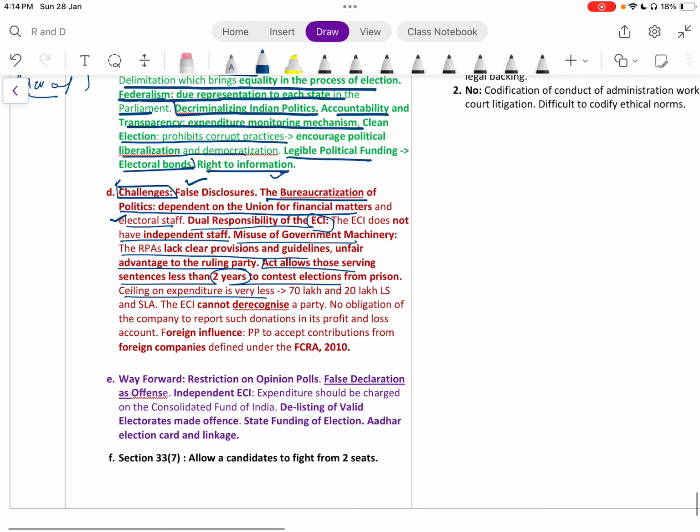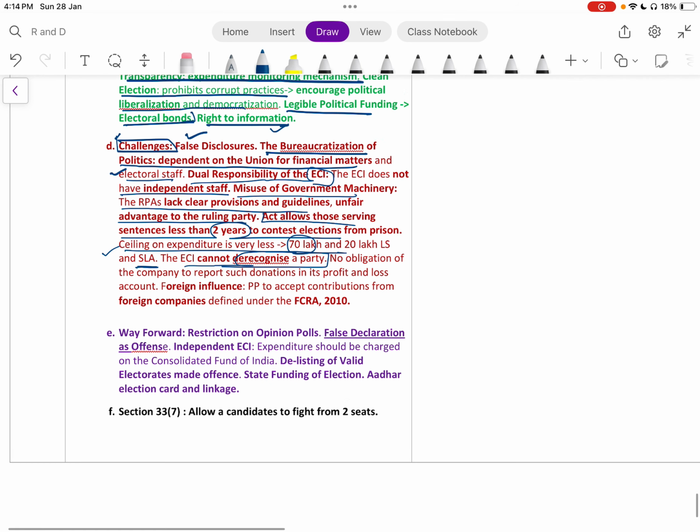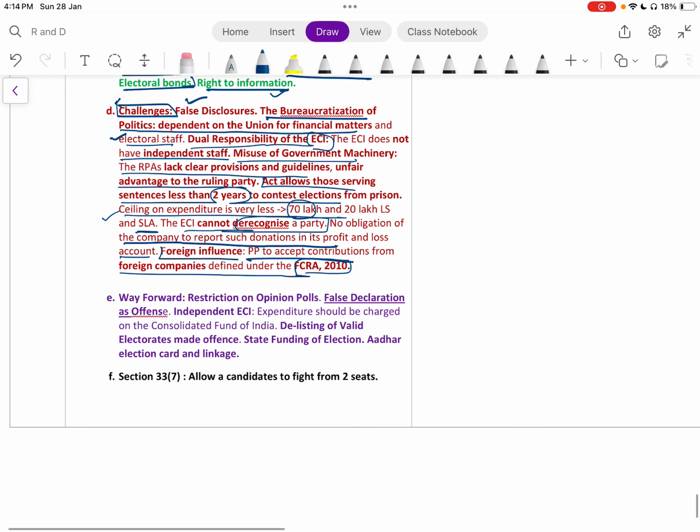Expenditure limit is very less, 70 lakh and 20 lakh for Lok Sabha and state legislative assembly is very low. The Election Commission of India cannot de-recognize the party. No obligation of the company to report such donations to its profit and loss account. Foreign influence: political parties accept contribution from foreign companies defined under FCRA 2010. What could be the way forward?